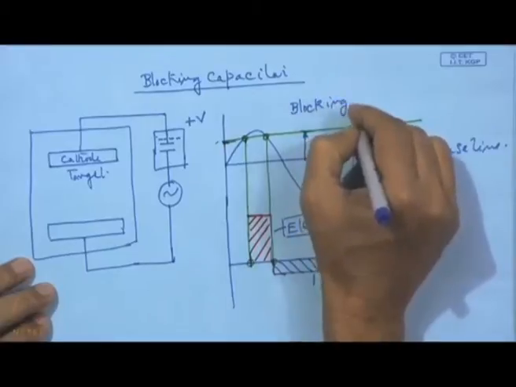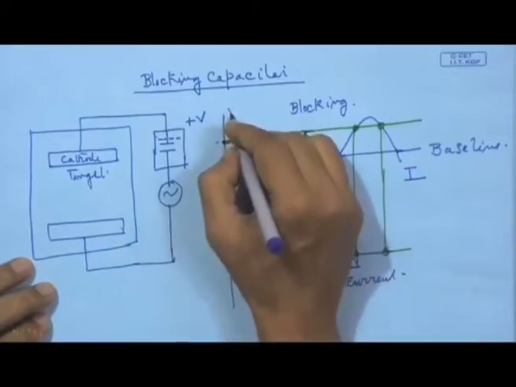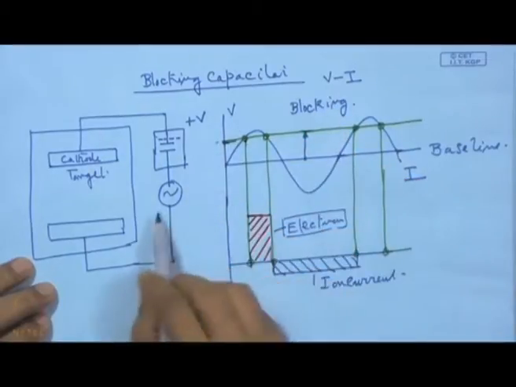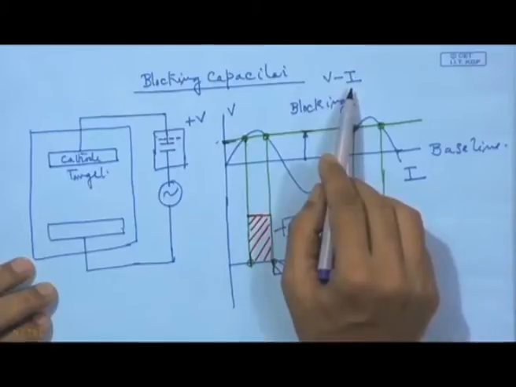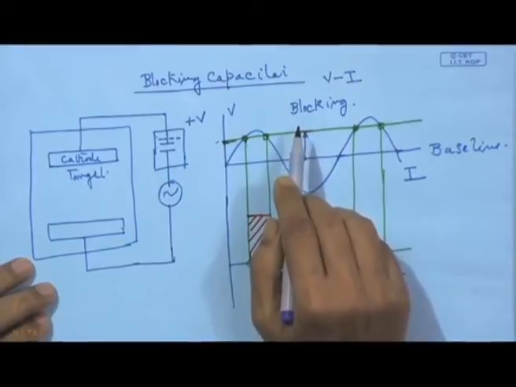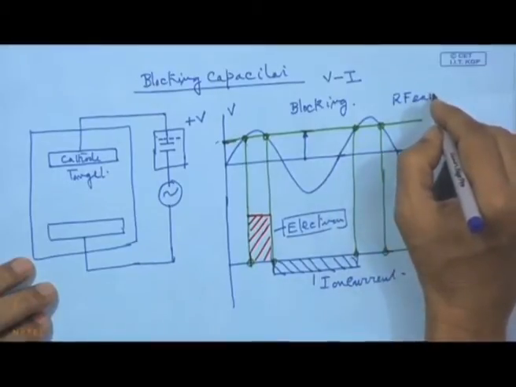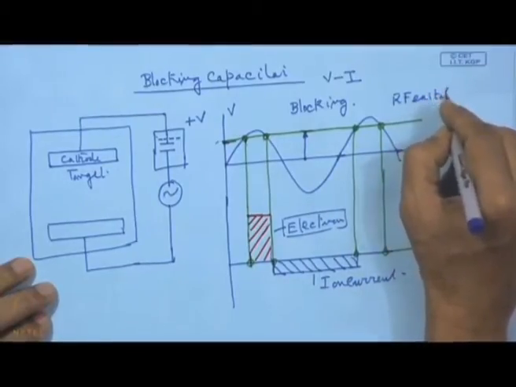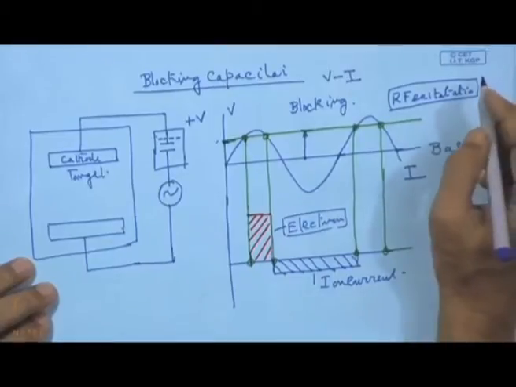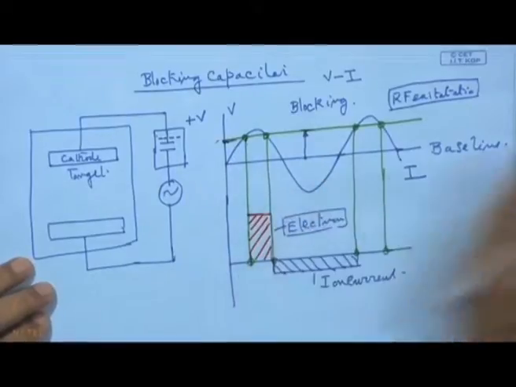It is actually this diagram we should say. So this is I, this is V. This is the VI characteristics. So this diagram we should call the VI characteristics of a blocking electrode when it is subjected to RF excitation. When it is subjected to this RF excitation, a blocking electrode should behave following these VI characteristics.